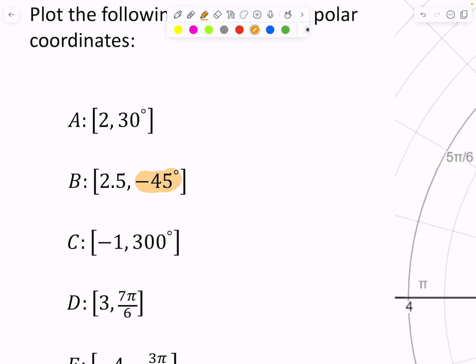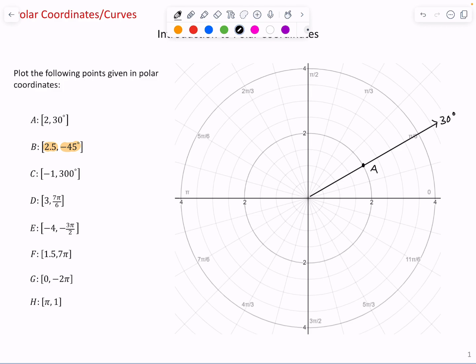So we're going to rotate negative 45 degrees and then go a distance of 2.5 units away from the origin. The negative rotation means rotate clockwise 45 degrees from the positive x-axis, and then we place the point 2.5 units away from the origin, which will be located right there.